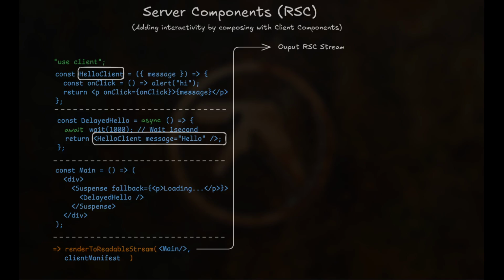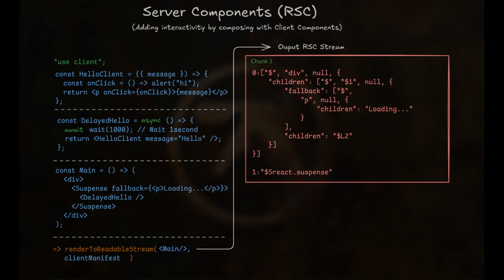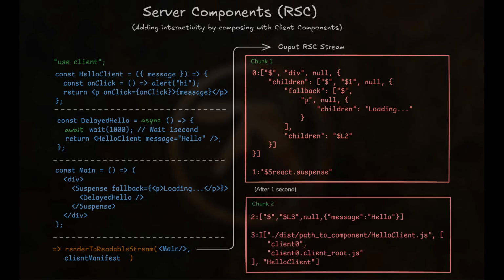In the render to string method, we also need to pass the client manifest file. We'll look at what info it holds in a later video, but for now, it is just a JSON object which stores the information about the client components and their paths. Let's look at what the response looks like. Chunk 1 looks similar to what we had in the previous case. After 1 second, we'll get the second chunk.